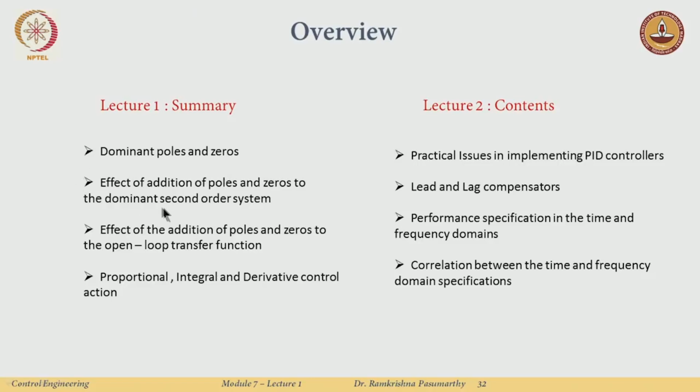So, to summarize, we defined what are dominant poles and zeros. By just using MATLAB plots, we saw the effect of adding poles and zeros to the system, for second order systems. We also saw the same thing when I add poles and zeros to an open loop system, what is the consequence on the closed loop system, and we defined three basic control actions: proportional, integral and derivative control action.